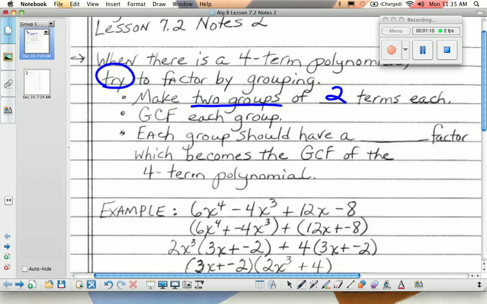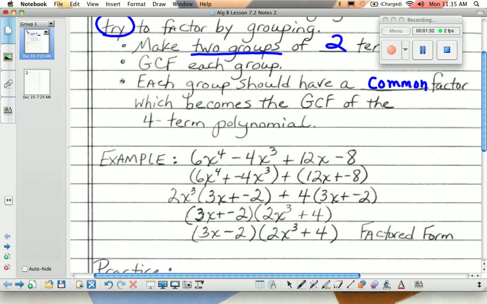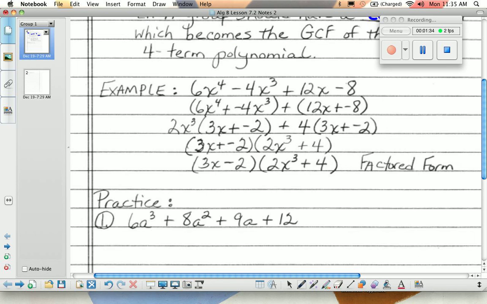And then we say each group should have a common factor. In other words, when you do get done GCFing them, each of them should have a factor that looks exactly the same. And that becomes now the GCF of the whole 4-term polynomial. So we're still doing a lot of greatest common factor. It's just going about it with grouping.